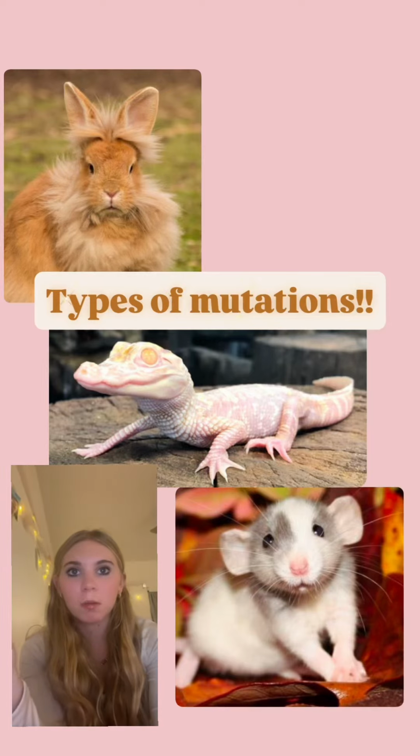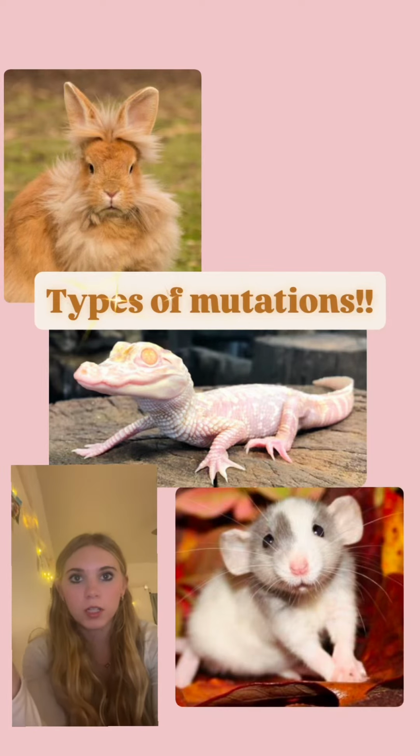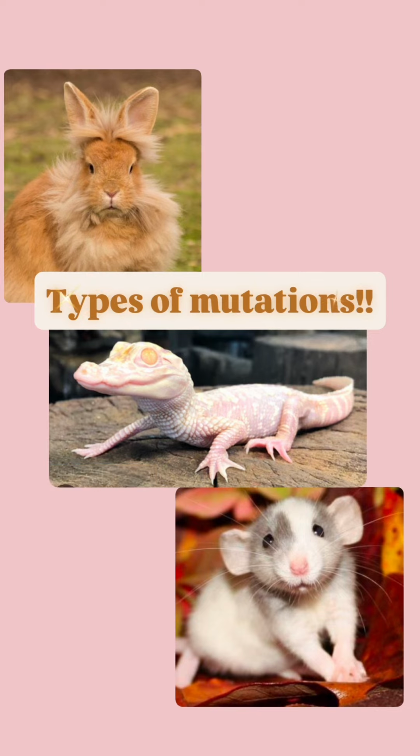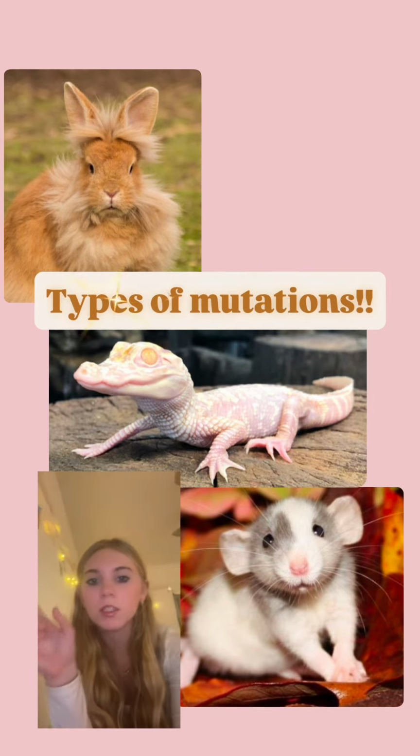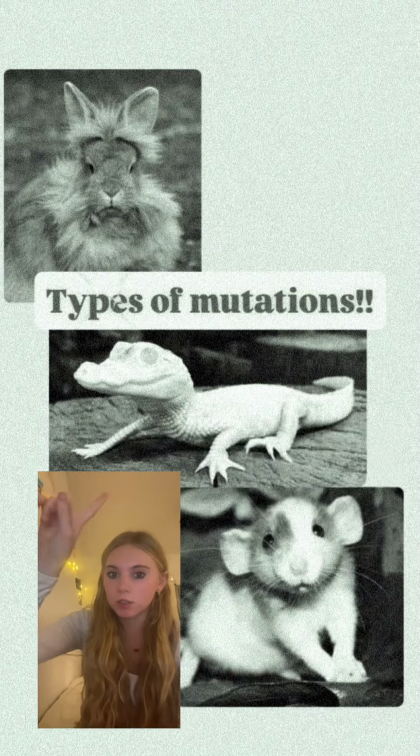Okay, so what I'm going to be talking about in this video is types of gene mutations, the changes that occur in our DNA and sometimes linked to diseases or genetic variations. Even a single base change can have a big impact on how a protein functions. These are like animals that have mutations.